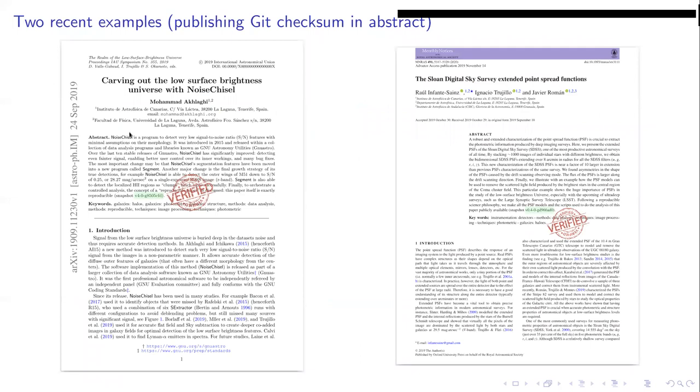So for example, in these two papers, we've actually done that. We put the Git commit inside our abstracts. So even the part of the paper that's publicly published, even on proprietary journals, in the abstract we have the Git commit that allows people to verify.